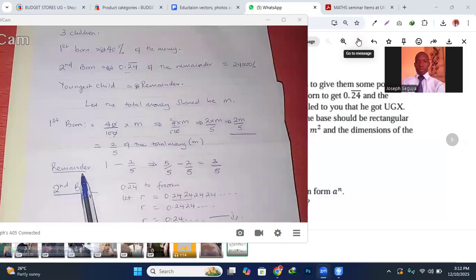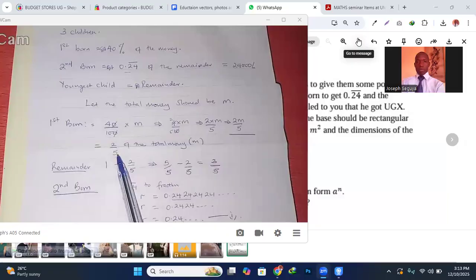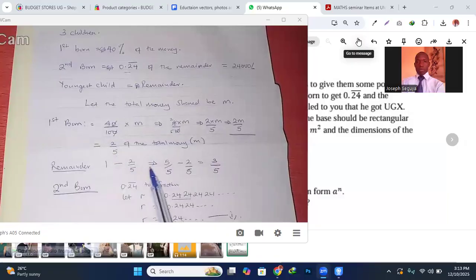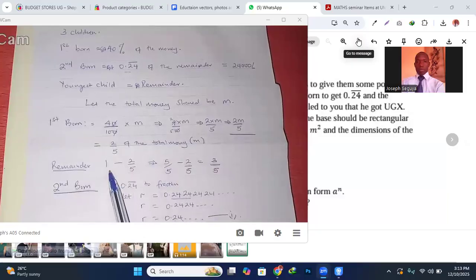So what was the remainder? The remainder is 1, because 1 is for the whole amount of money. So 1 minus 2 over 5, where 2 over 5 is the fraction of the first child. So you get the remainder. Where there is 1, you change it and make it 5 over 5, which is the same as 1. Then minus 2 over 5.